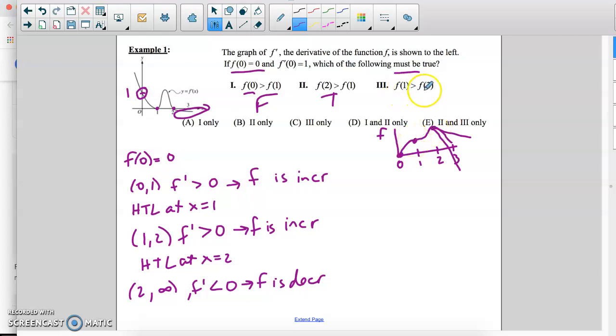Is f of 1 higher than f of 3? We don't really know where f of 3 is. We know f of 1 is higher than 0 and lower than 2, but we don't know where 3 is, so we're not sure. It could possibly be higher. f of 1 could be higher than f of 3 if this graph decreases really fast, but if this graph decreases slowly, then f of 3 might still be higher than f of 1. So that one we don't know, that must be true. So the only one we know that must be true is number 2, so our answer is B, 2 only.